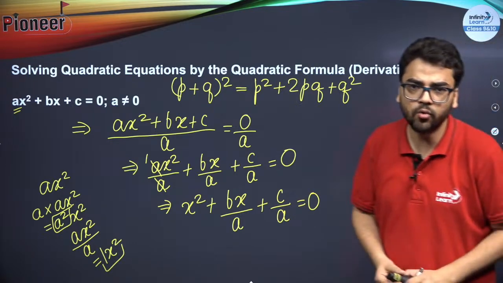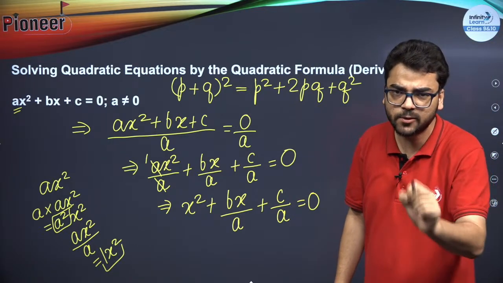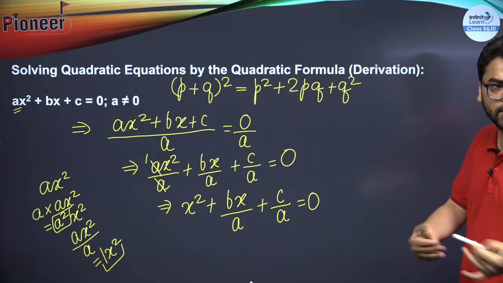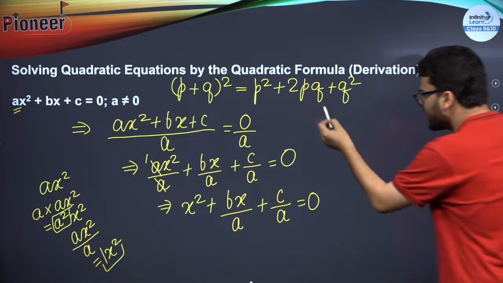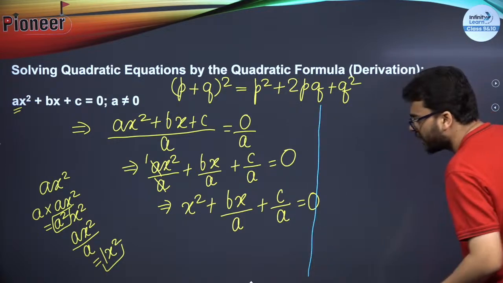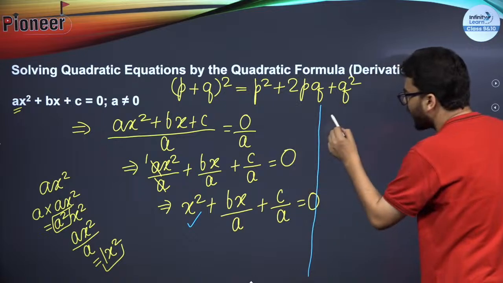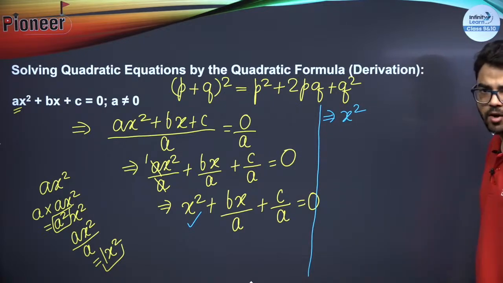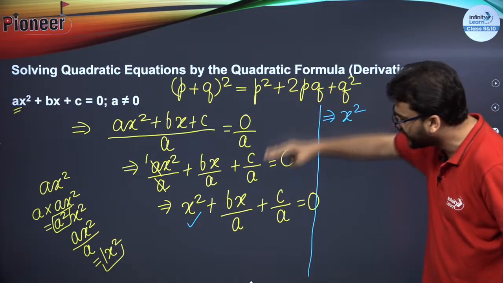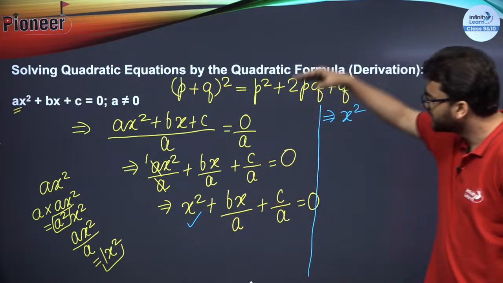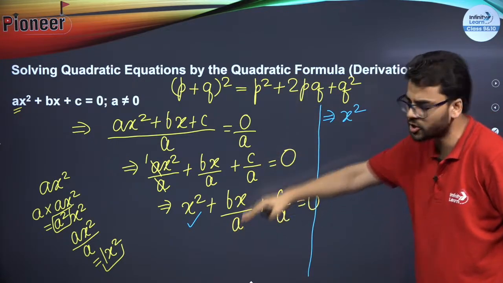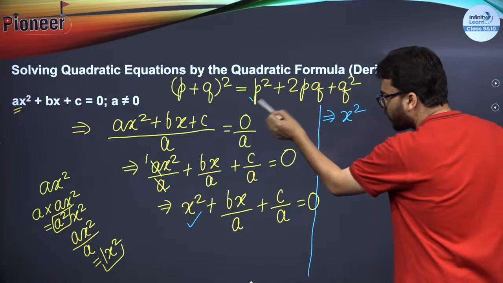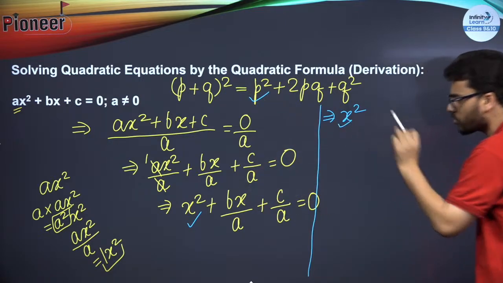Now what will I do? I will try to complete the square. You have to understand it properly, so just see it very patiently, guys. I have got x square over there already. Just see this identity and this expression and do a comparison. If I talk about the identity, I have got p square, so I have got x square already.